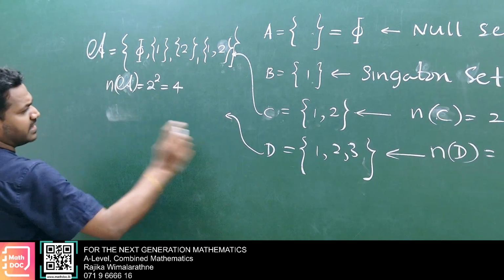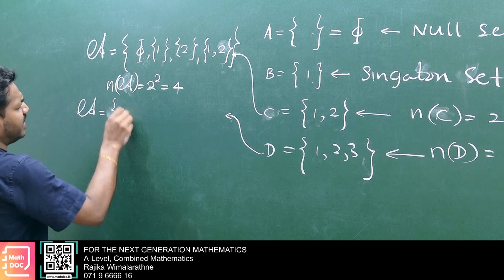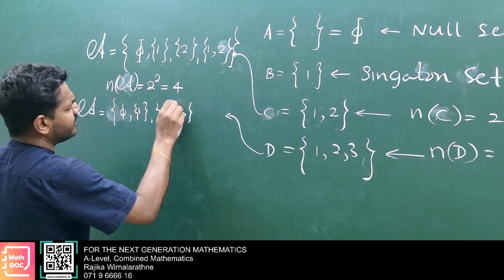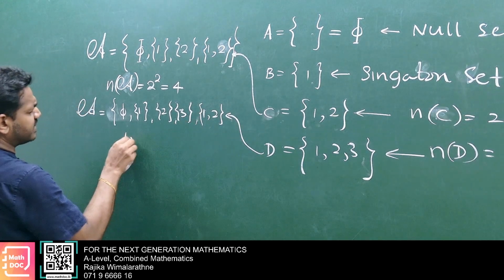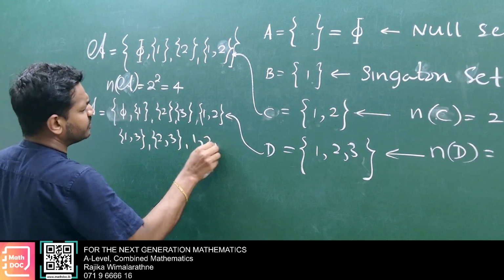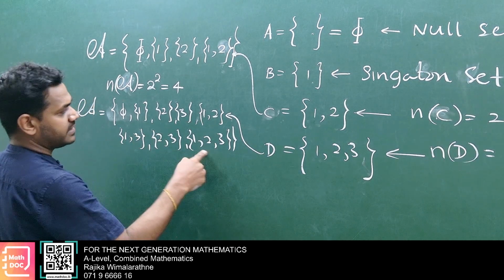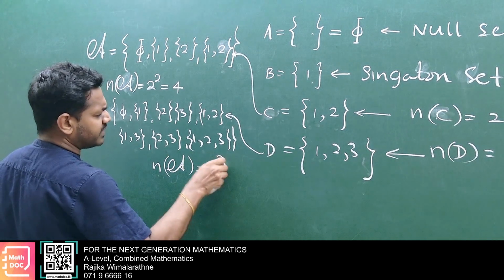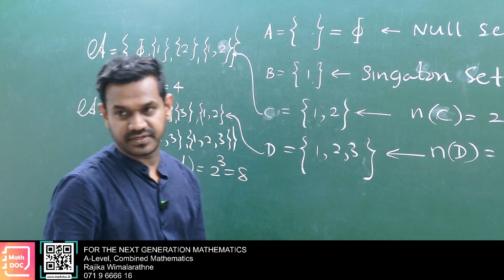For this case, let's try to break it. Here null, 1, 2, 3, and 1 2, 1 3, 2 3, 1 2 3. Now count: 1 2 3 4 5 6 7 8. Then n(curl A) equals 2 to the power 3, that is 8. Now we have 8 elements.